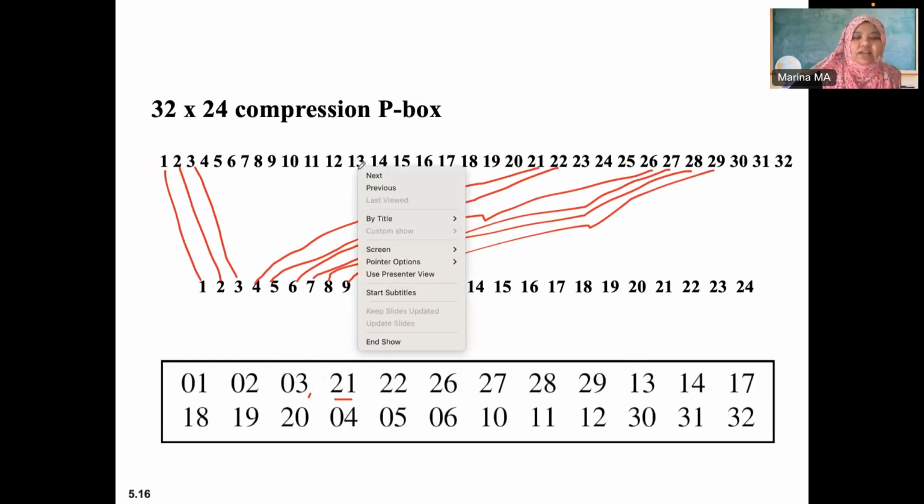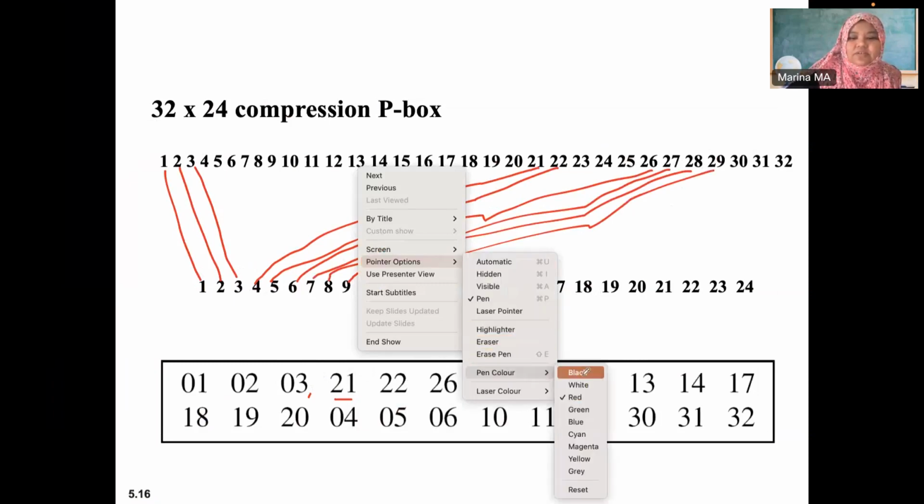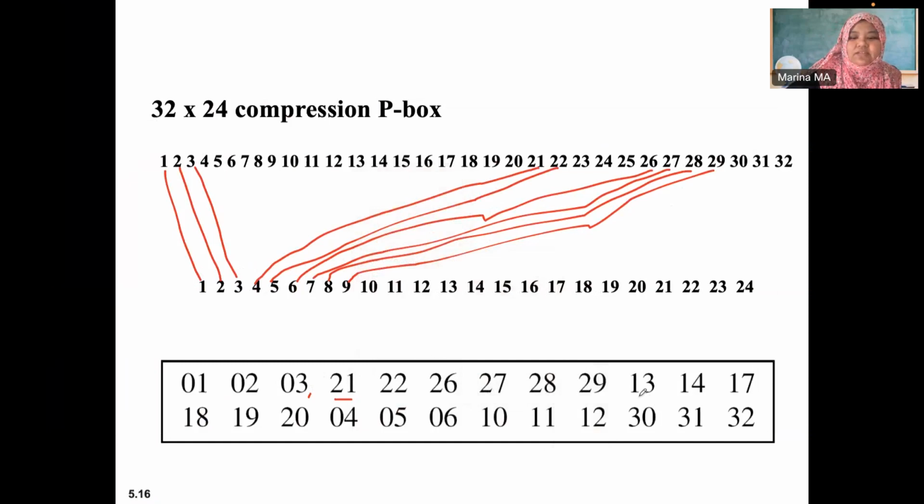Okay, start from here. So, 13th. In this case, not all numbers in the plain text are chosen, but all positions in the ciphertext must have an arrow. And then 14 here, and then 17 here. And then 18, and then 19, and then 20.